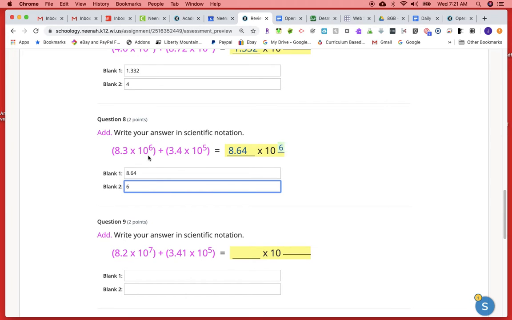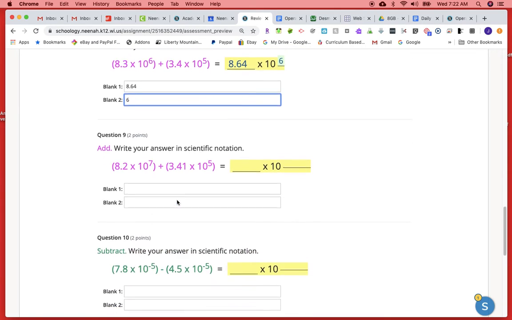So if you want to skip the last step of seeing if it's in correct scientific notation, match your exponents to the larger one. So we'd move this 5 to be the 6 because 6 is the biggest. All right, let's look at 9.